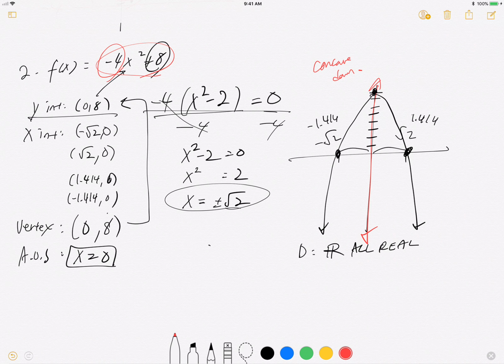Range, it's the highest point that it reaches, which is 8, and everything below. So you would say y is less than or equal to 8, because it's got to go below.